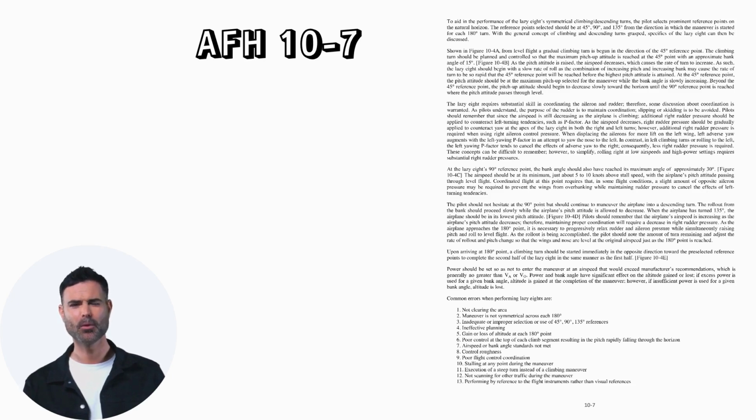When displacing the ailerons for more lift on the left wing, left adverse yaw augments with the left yawing P factor in an attempt to yaw the nose to the left. In contrast, in left climbing turns or rolling to the left, yawing P factor tends to cancel the effects of adverse yaw to the right. Consequently, less right rudder pressure is required. These concepts can be difficult to remember. However, to simplify, rolling right at low airspeeds and high power settings requires substantial right rudder pressures.